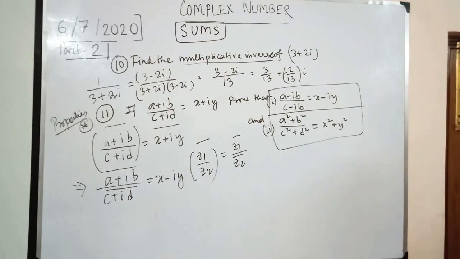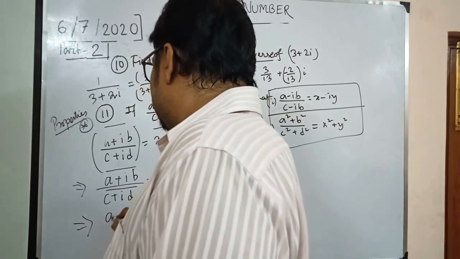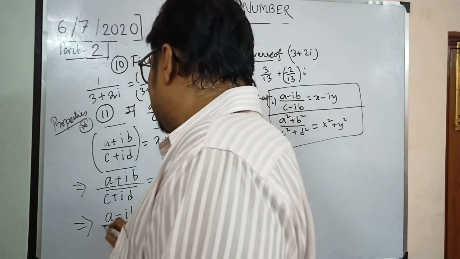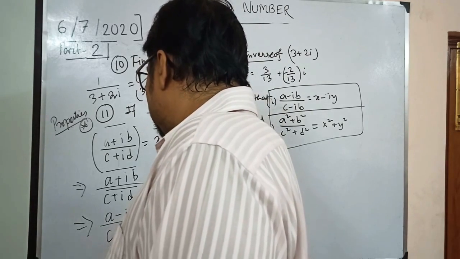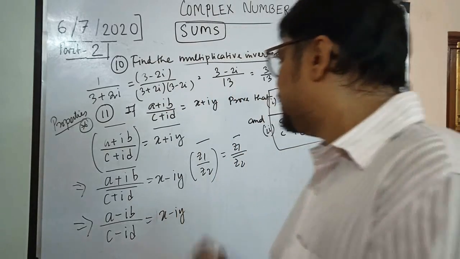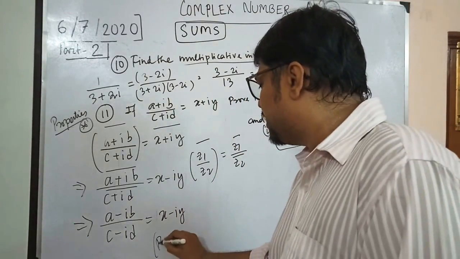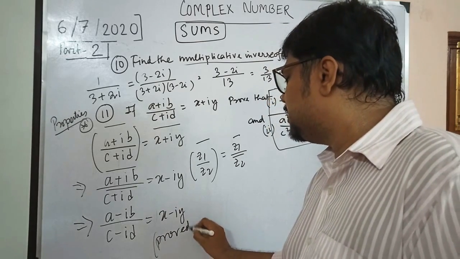Okay, so the next line, the sum is done. You get this as a minus ib by c minus id. So this will be equal to x minus iy. So the first proof is done.